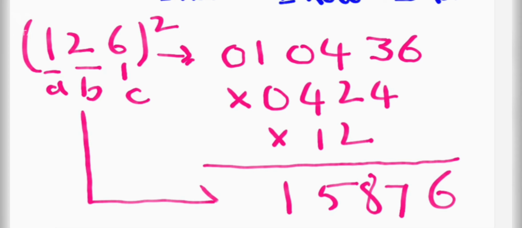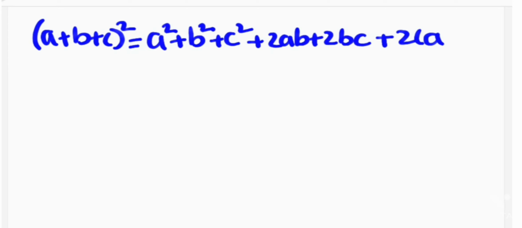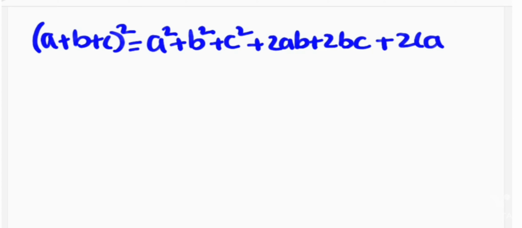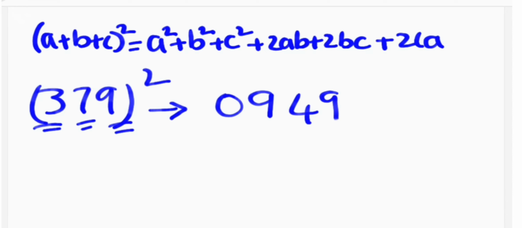Okay, now I will explain with another example. That is 79 whole square. Here a is 3, b is 7 and c is 9. First write a square, 3 square, that is 9. Instead of writing 9, we have to write 0 9 because we have to write 2 digits. Next b square, 7 square, 49. C square, that is 9 square, 81. Okay, first row completed.